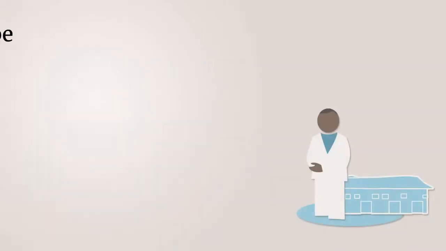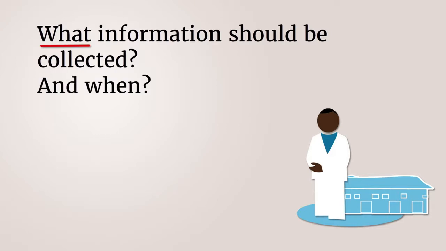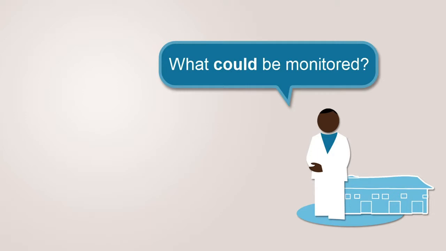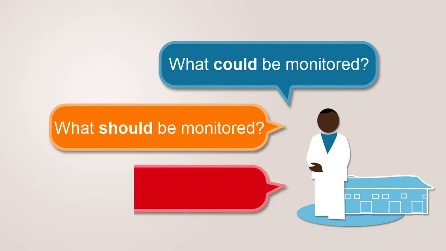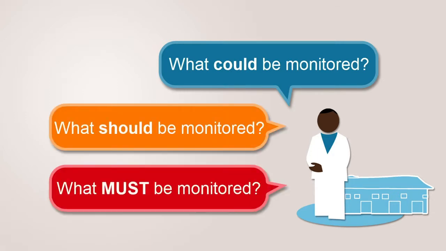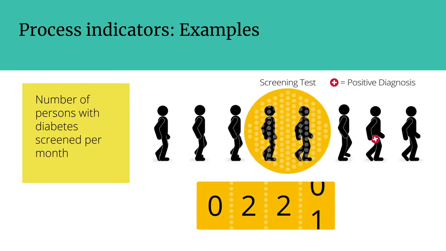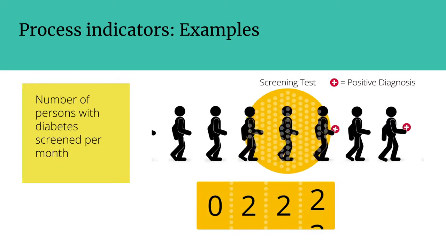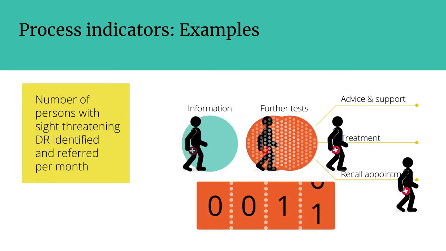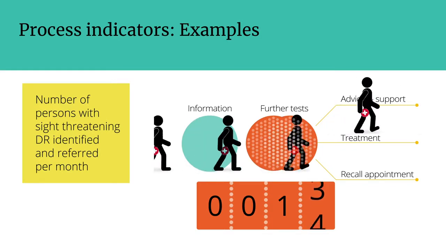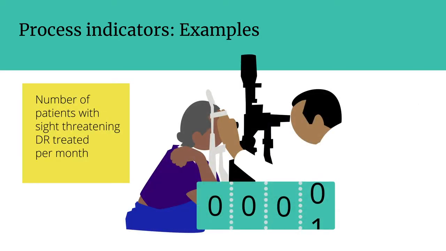In a programme, it is important to decide what information should be collected and when. Planners must decide on what could be monitored, what should be monitored, and what must be monitored. Here are some examples of process indicators. Number of persons with diabetes screened per month. Number of persons with sight-threatening diabetic retinopathy identified and referred per month. Number of patients treated for sight-threatening diabetic retinopathy per month.